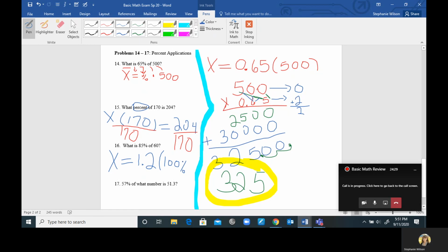Or I can just move the decimal two places in that direction. And if I do that, what do I get? I get 120%. And that is my answer.